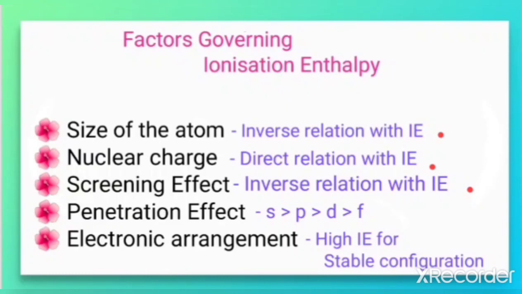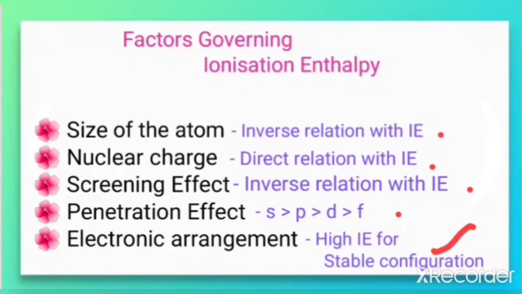For the penetration effect, the electron in the s orbital experiences greater attractive force to the nucleus. Therefore, the ionization enthalpy is in this order: s greater than p, which is greater than d and f. And depending upon the electronic arrangement, we have discussed that atoms which have a stable configuration, that is half filled and fully filled, are already stable, therefore they will not have a tendency to lose the electron. Therefore, high energy is required to remove the electron, just like we discussed in the case of noble gas atoms. So they have high ionization enthalpy for the stable configuration.